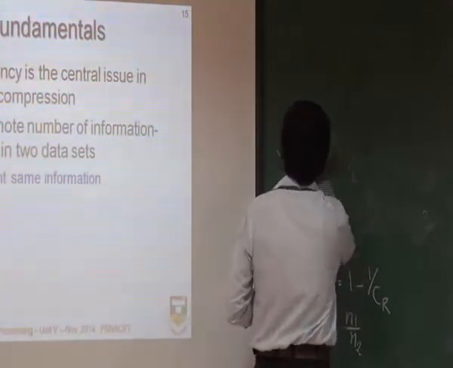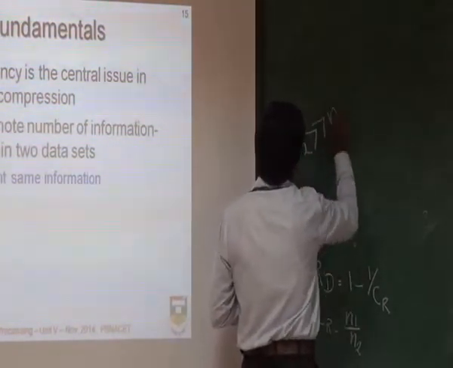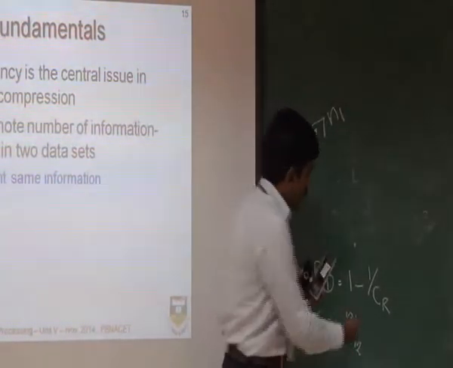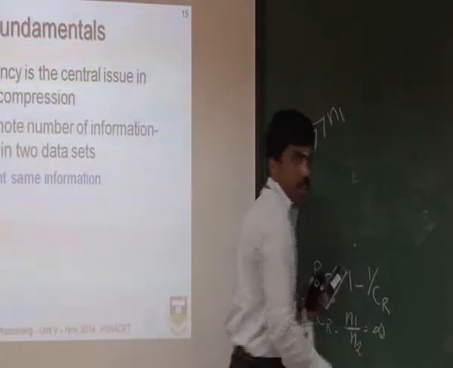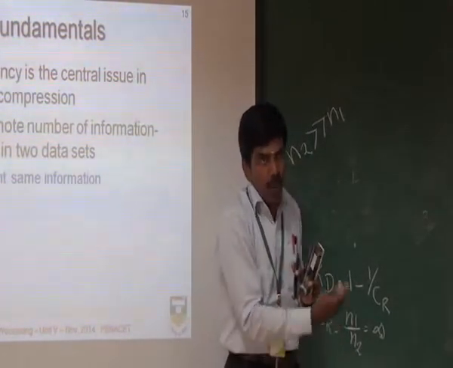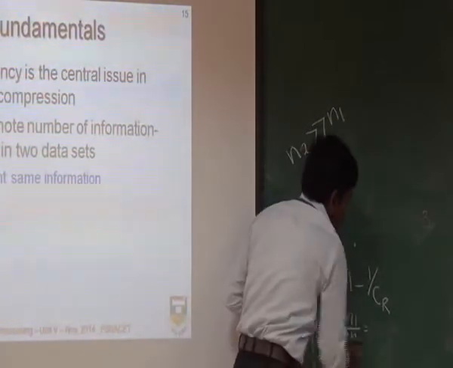In the second case, what will happen? N2 is greater than N1, meaning the denominator is very high. So CR is very high, and 1 by that is very small. CR is N1 by N2, so with N2 very high, 1 by infinity automatically goes to 0.